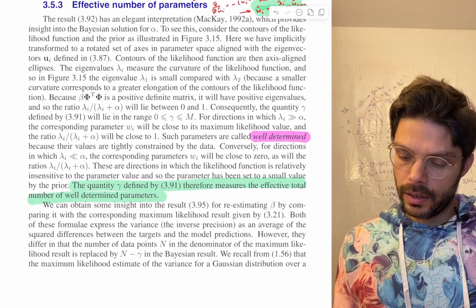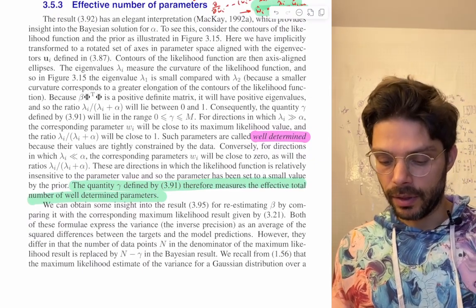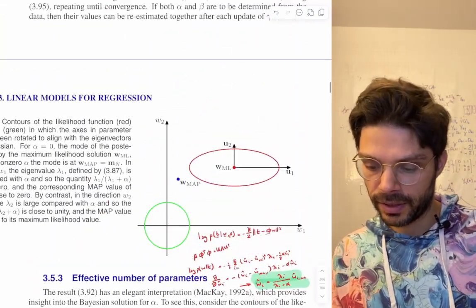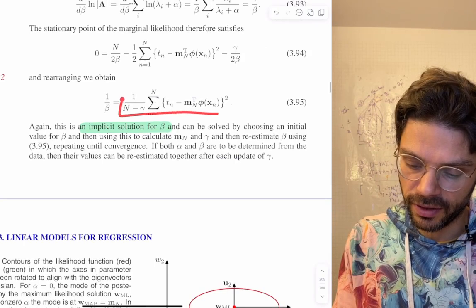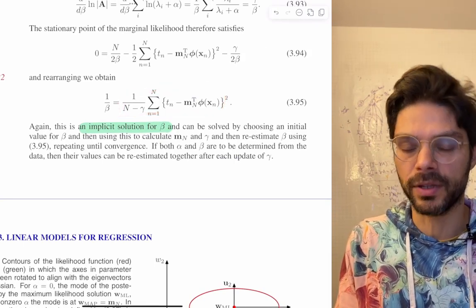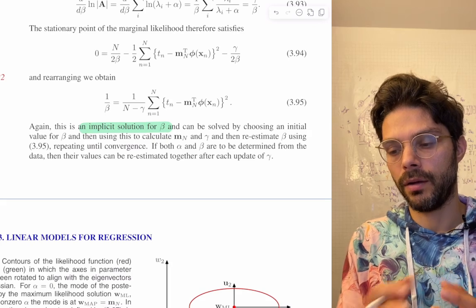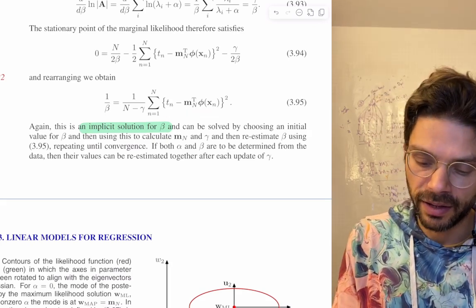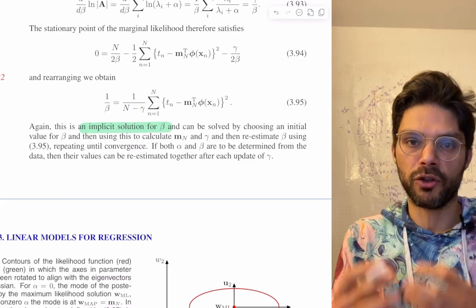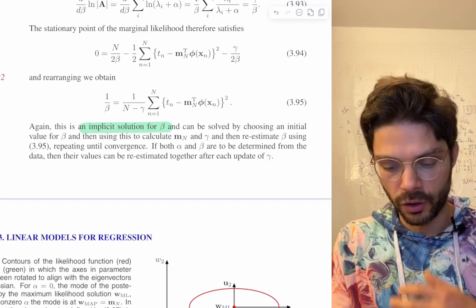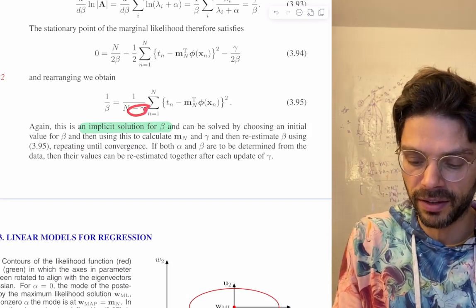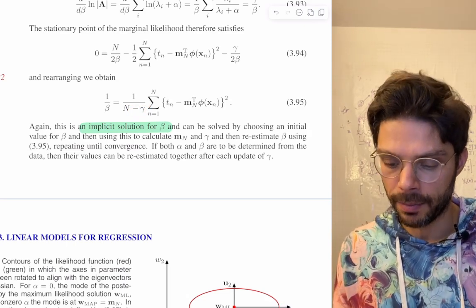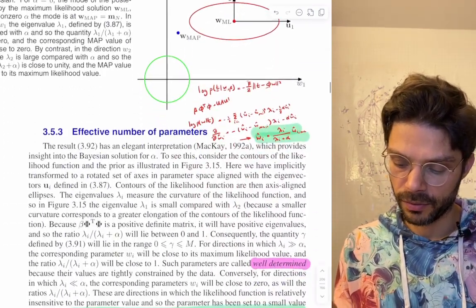And so now we can obtain some insight into the result 3.95 for re-estimating beta. Notice again, essentially what we're doing is computing beta, the precision of the residuals, the goodness of fit residuals. If this was just 1 over N, that would just be their variance, modulo biases. But notice that we've got this minus gamma. So we're modifying it by the effective number of parameters, which he's going to mention now.